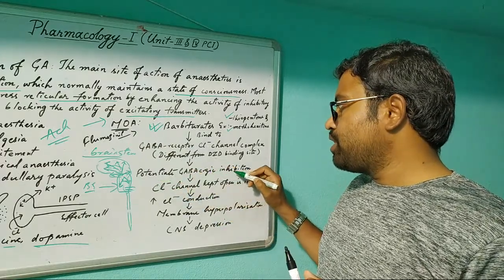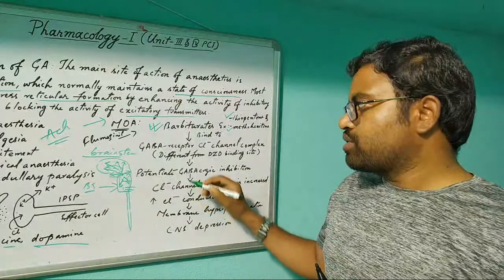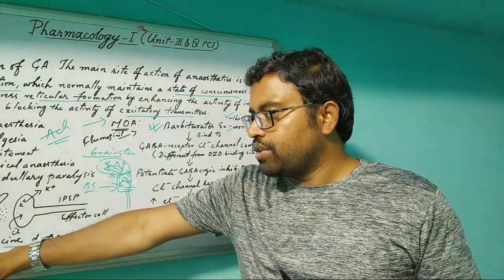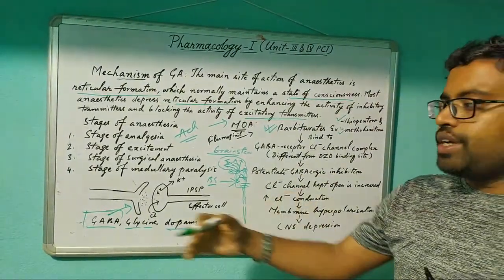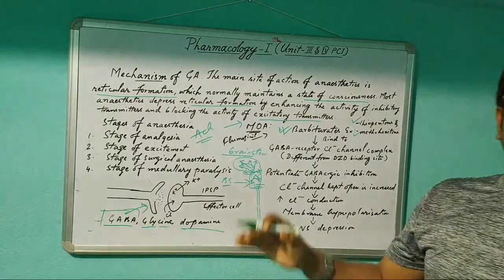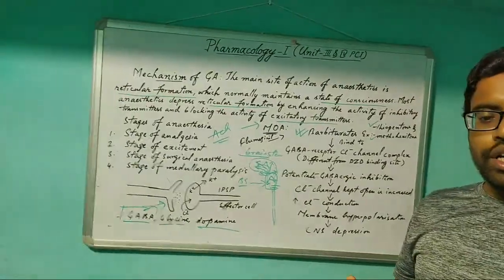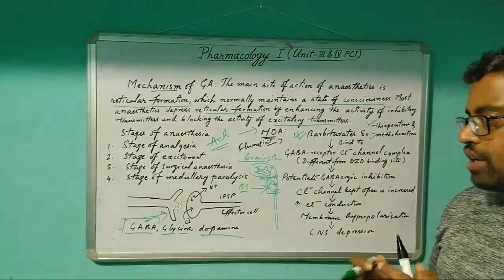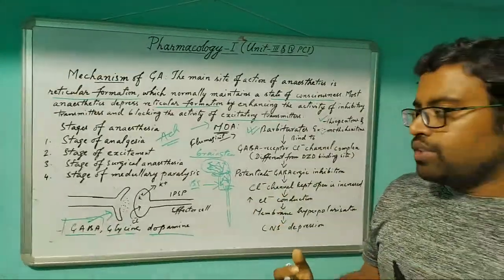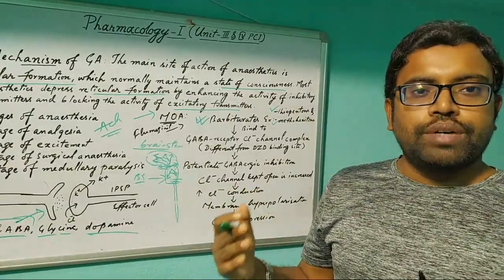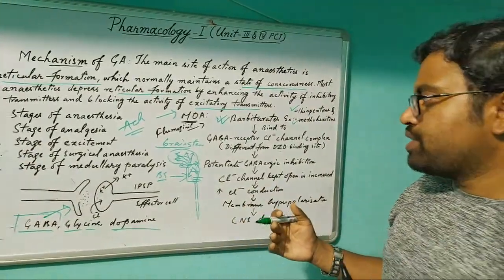It potentiates GABAergic inhibition. Here GABA is an inhibitory neurotransmitter, as I told you. Potentiate means it increases its inhibitory action on the CNS. In that way it produces unconsciousness. If you are unconscious, then in that particular organ there won't be any supply of nerve sensation. In that way pain is removed.